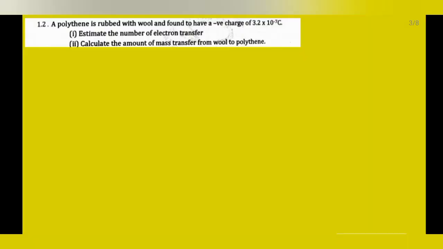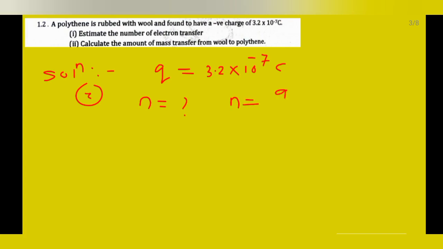The next question. It is given that a polythene is rubbed with wool and found to have a negative charge of 3.2 into 10 to the power minus 7 coulomb. So charge is given here, 3.2 into 10 to the power minus 7 coulomb. In the first point it was saying estimate the number of electrons transferred. So here Q is given, n is asked. We know the formula n equal to Q by e.